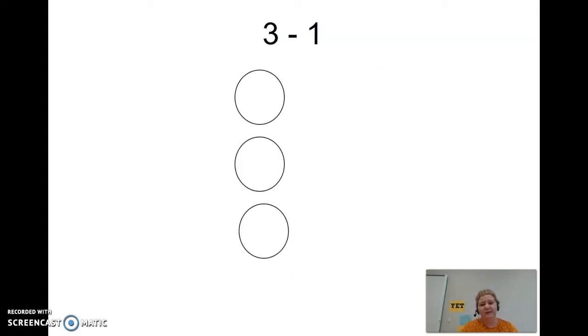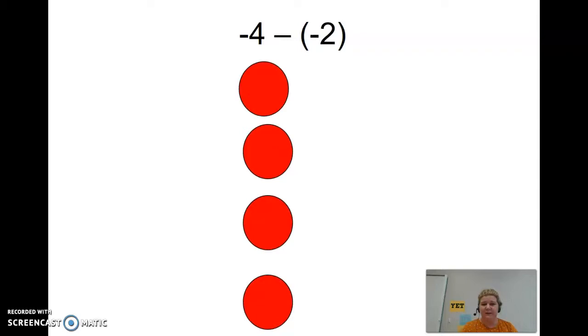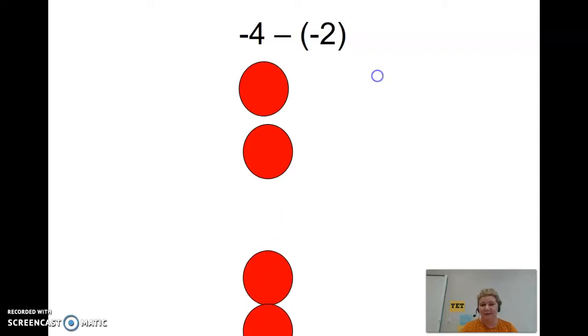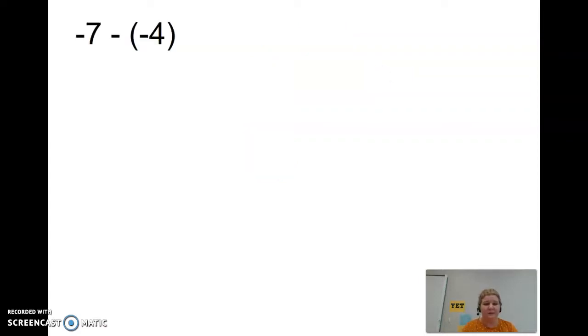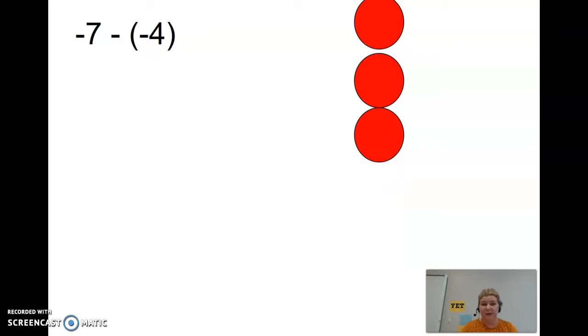Here's 3, take away 1, 3 positives minus positive. Negative 4 minus negative 2. So we've got 4 negatives. We need to take away 2 negatives. Done. Okay. So far, no problems. Negative 7, so 7 negatives. Take away 4 negatives. I'm left with 3 negatives. So far, this is not too hard. So that's good.